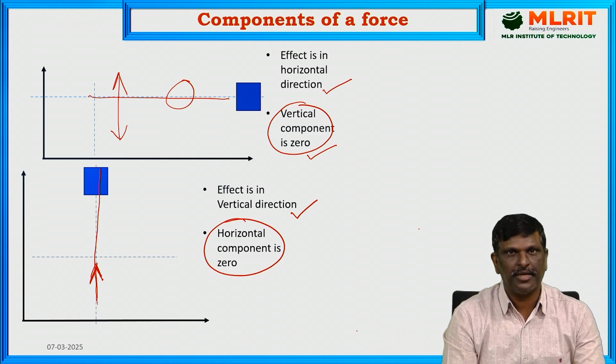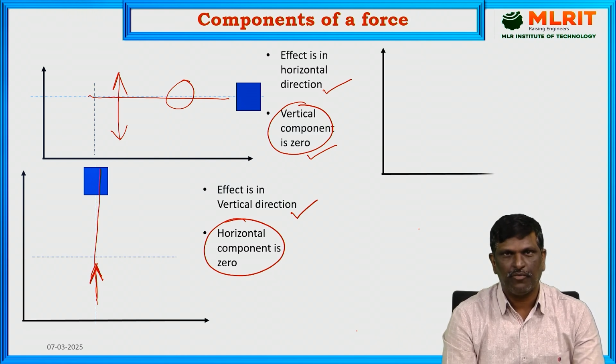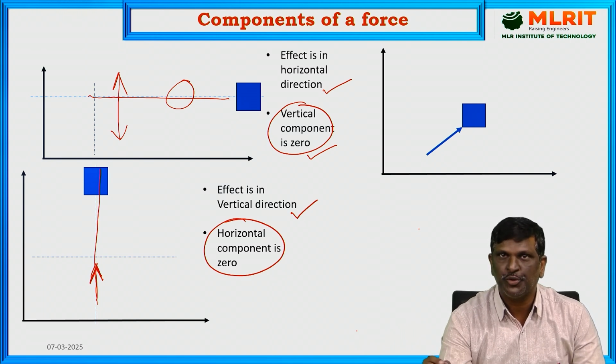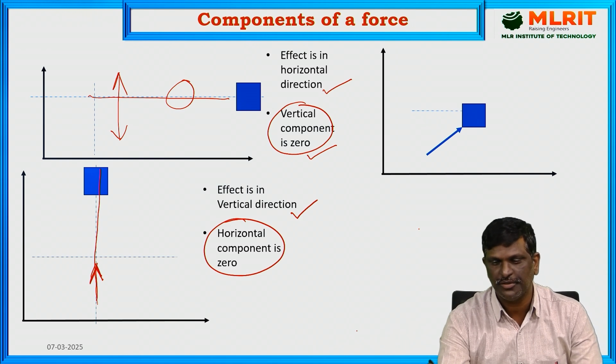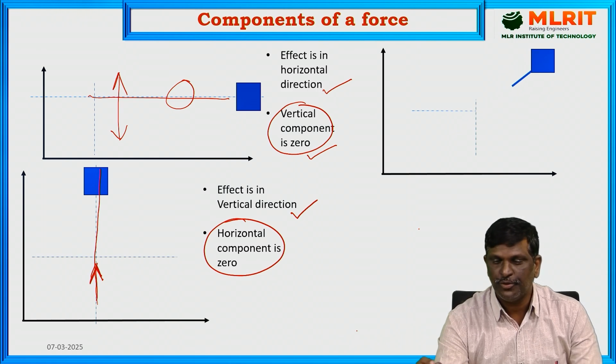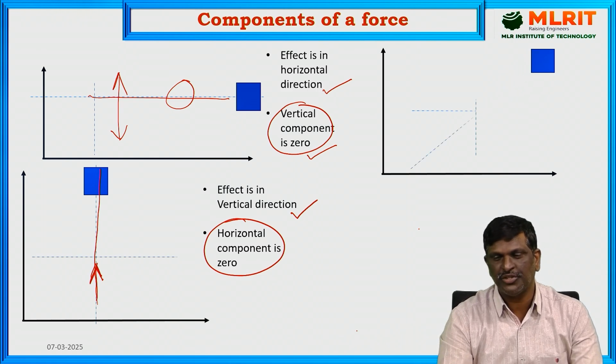Now look at another example. What happens when the force is inclined? When an inclined force is acting on the body, it may tend to move in its line of action. This is the initial position and the body will move in its line of action. This is the final position of the body.